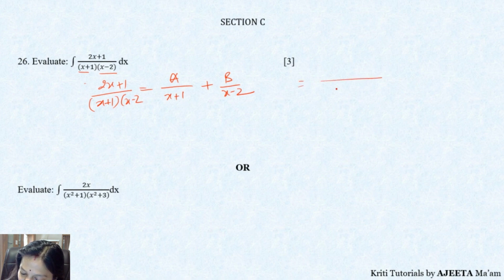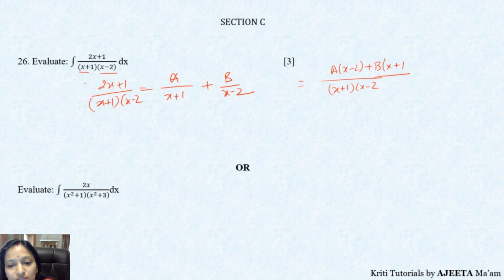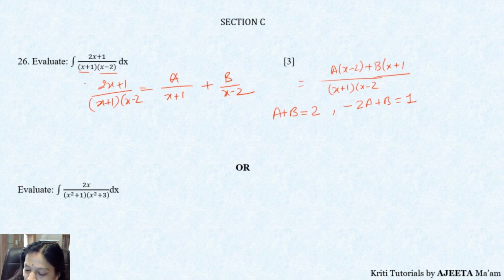So if you take the LCM, what will you get? x plus 1, x minus 2. And with A, you will get x minus 2, and with B, you will get x plus 1. Now, denominators are the same both for the function and the new fractions that we are getting, but numerators are to be compared. So we will make two equations. A plus B is 2, the coefficients of x. And one equation will be for constant terms. So that is what we get. So A plus B is 1. If I just use the elimination method, I can eliminate both of them. So what will I get?